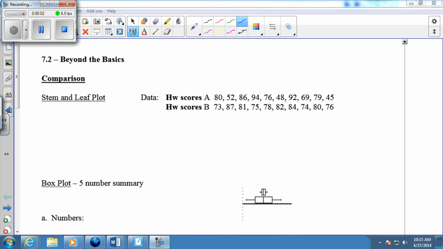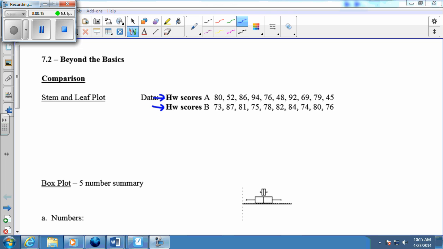A stem and leaf plot is a graph of what we call discrete data, meaning that there's no decimal after it stops. And what it does is we can plot two different values, or in this case, homework scores, on the same plot, and we can look for different distributions.